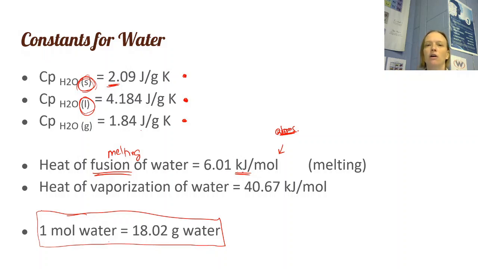So our units here are all messed up. When we looked at specific heat, we had joules and grams, and now we've got kilojoules and moles. So we're going to have to use some dimensional analysis when we're looking at these questions to convert from joules to kilojoules or back, and from moles to grams or back. Heat of vaporization, this is going from a liquid to a gas.